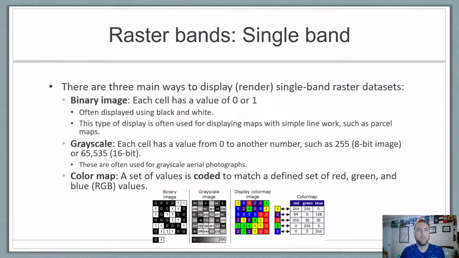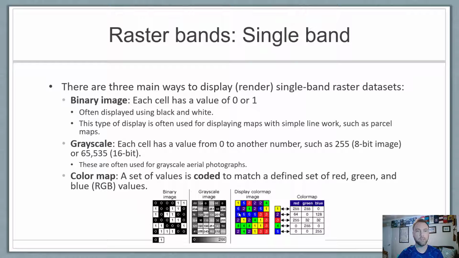There are three main ways to display single band rasters. That's as a binary image where every cell represents either a 0 or a 1. Grayscale, where, as I mentioned, the 0 to 255 digital numbers. That would be an 8-bit image. With an 8-bit image, that's 0 to 255 digital numbers, or a 16-bit image is 0 to 65,535. These are often used for grayscale aerial photos.